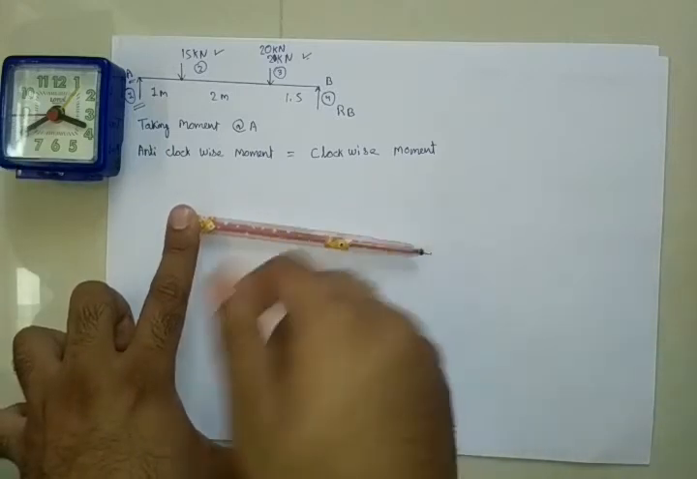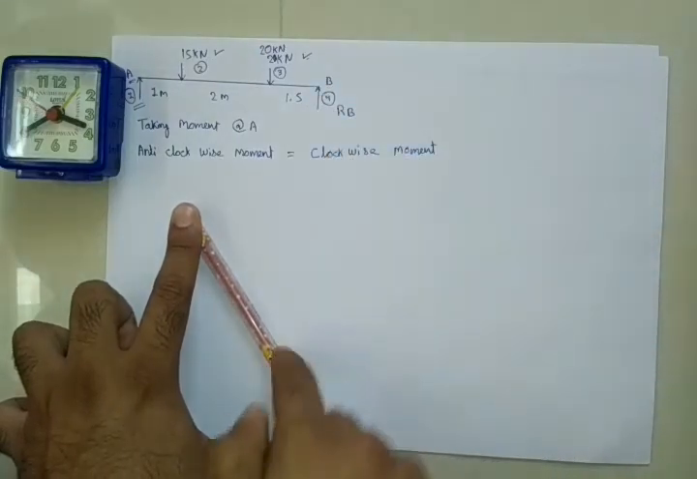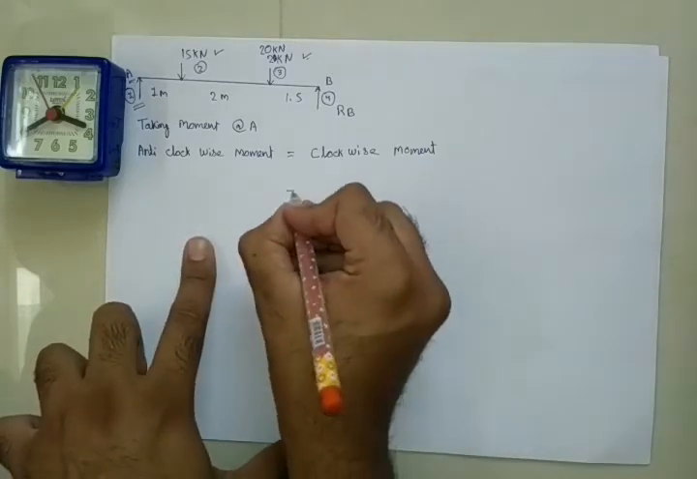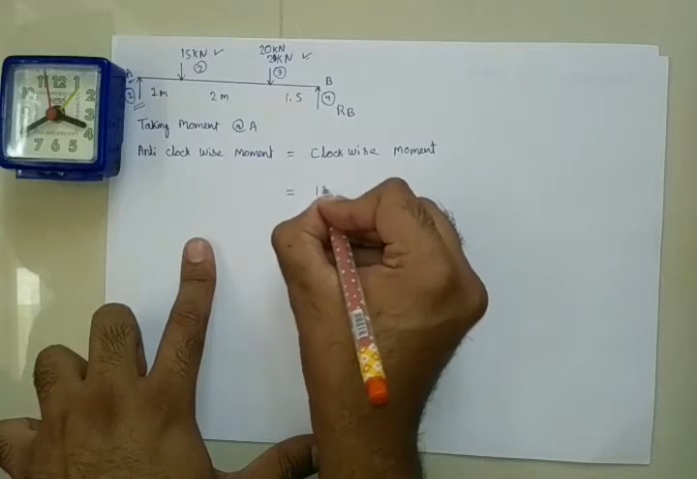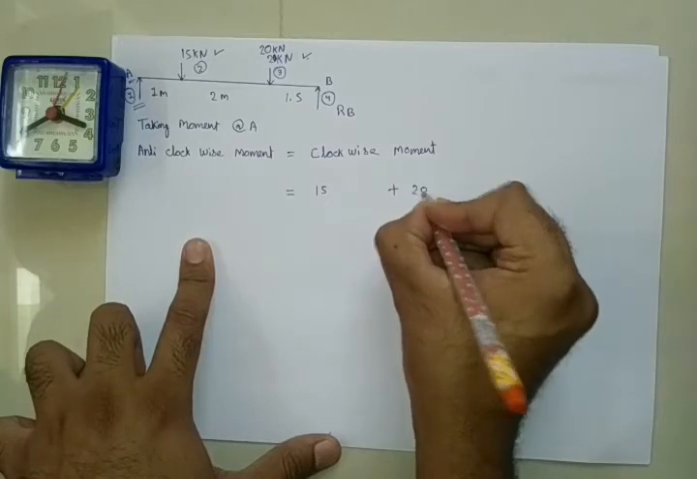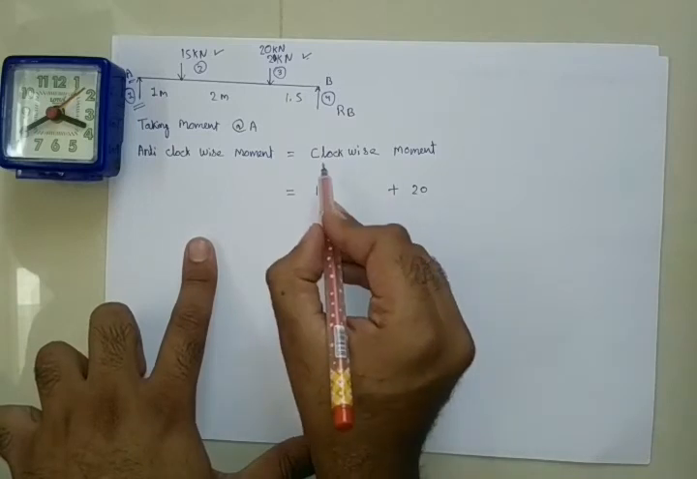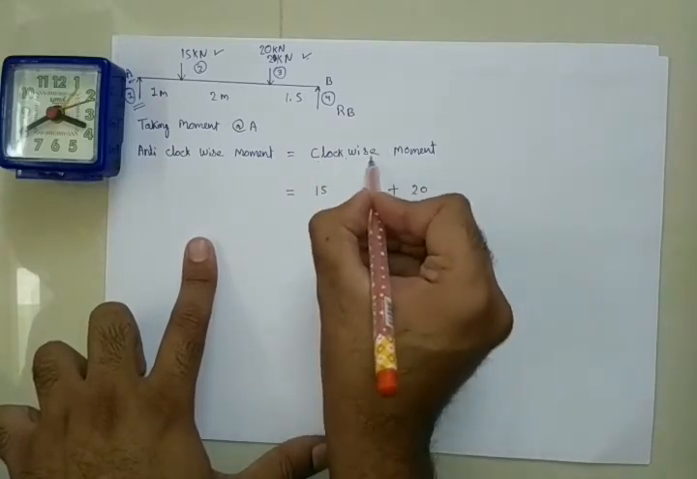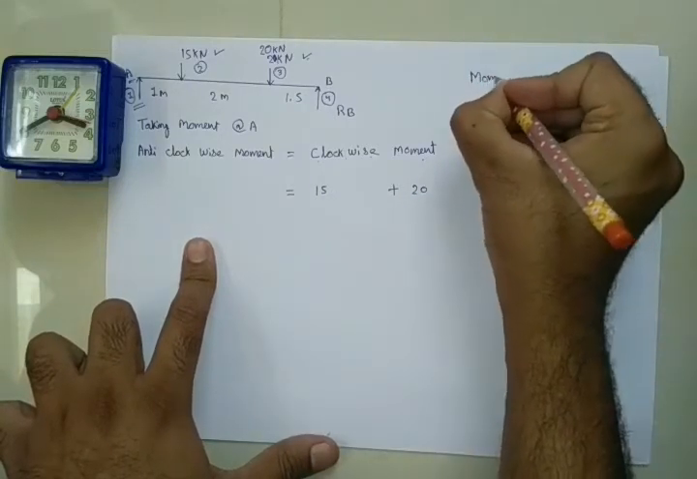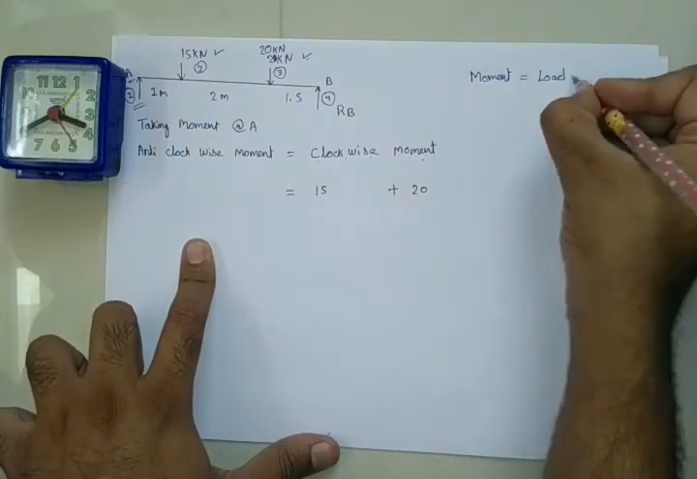Okay. Now what about the load of 20 kilonewton? This 20 kilonewton load is also working in a clockwise direction. So what happened? I can say the 15 kilonewton was in a clockwise direction plus the 20 kilonewton load was also in a clockwise direction. Now what does our equilibrium formula say? That it is a clockwise moment. Now moment is equal to load into distance.